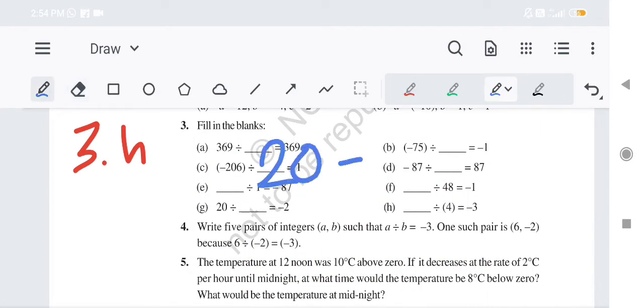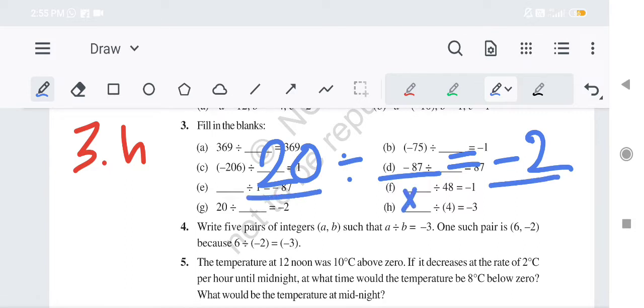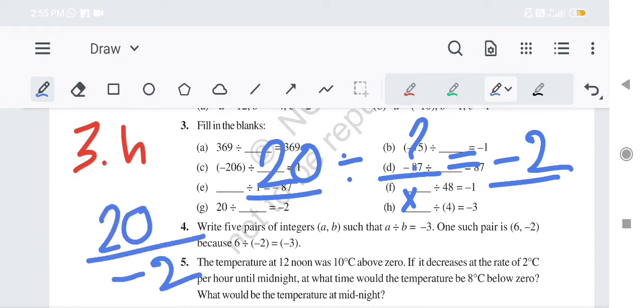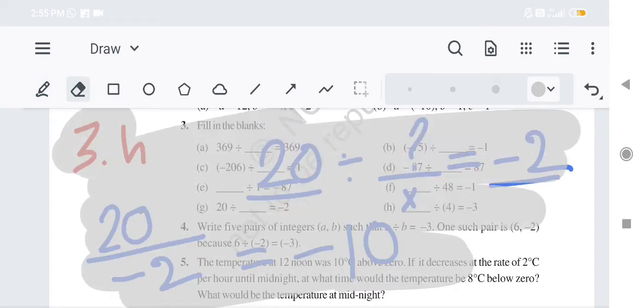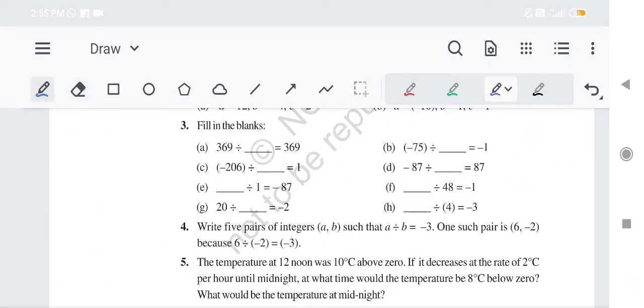Okay, let's come to the next sum, the second last sum. 20 divided by something will bring minus 2. Now next step, what will you do? Here the dividend is given, divisor is not given and quotient is given. So how to find the divisor of this? Simple steps. Dividend will be divided by the quotient so that we will get the divisor and the answer will be minus 10.